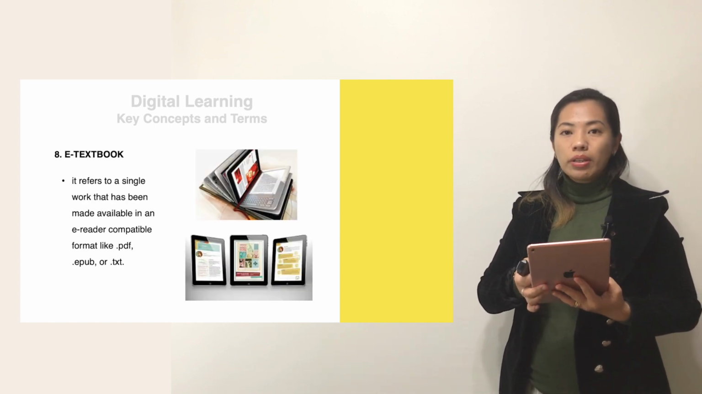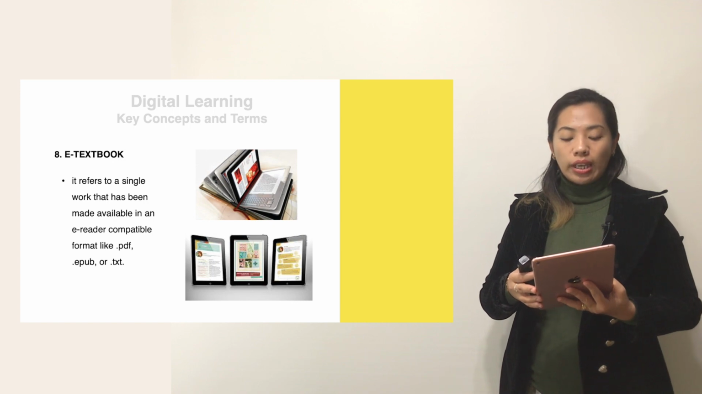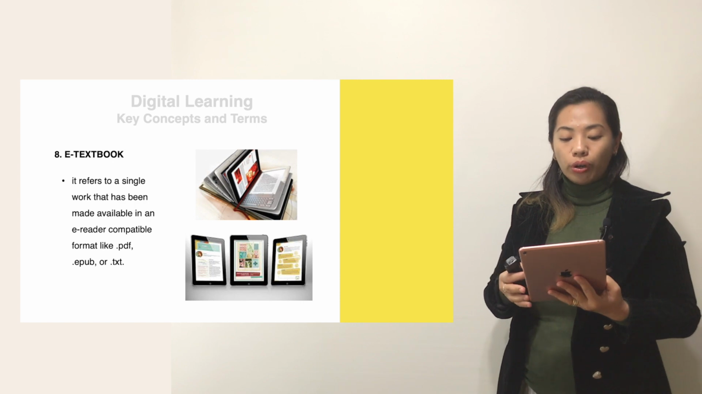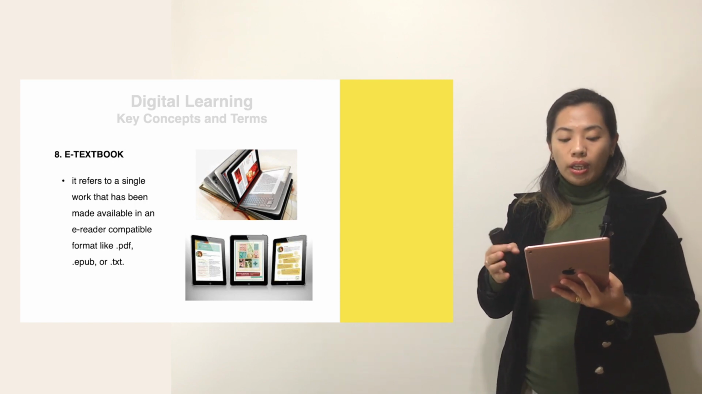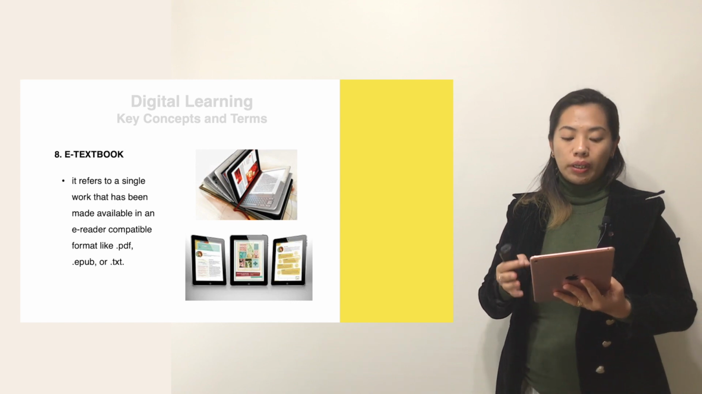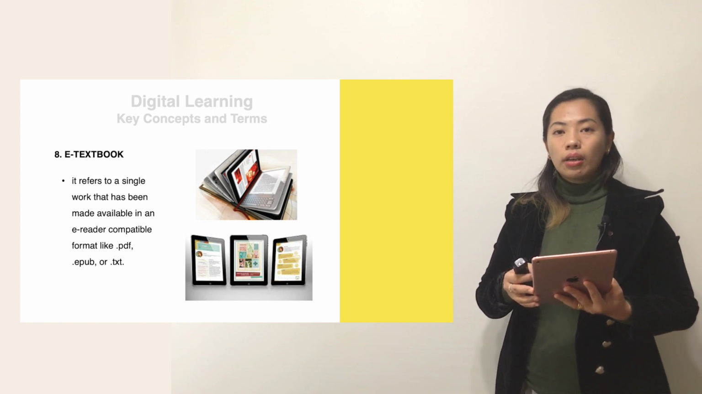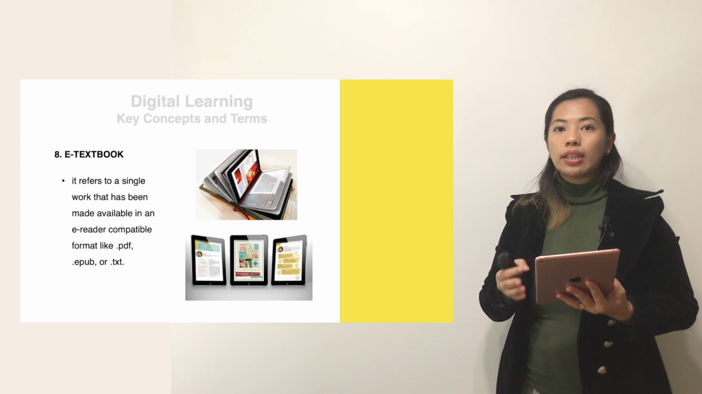Another key concept is the concept of e-textbook, which means electronic textbook or digital textbook. It is actually the narrowest term. It refers to a single work that has been made available in an e-reader, in a format like PDF, EPUB, or even TXT or text. So there are many materials these days that use this kind of material. They make it as an e-textbook.